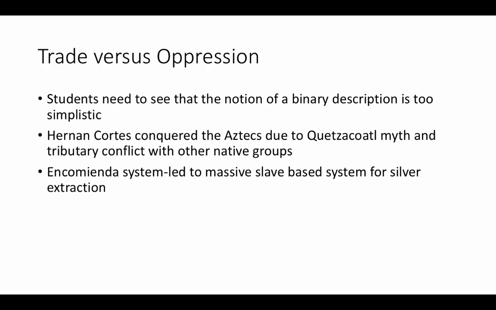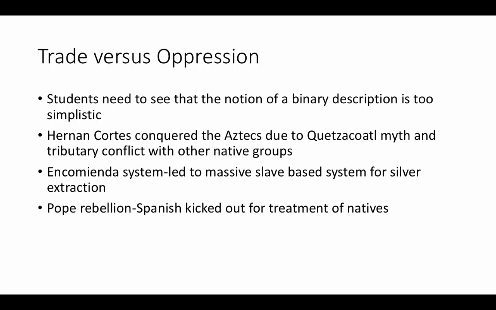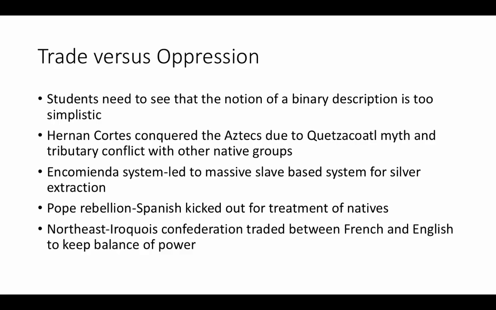Once the Aztecs were conquered and these other groups were also conquered, they were then put into an encomienda system, which allowed for the Europeans to use the natives as a slave-based system for silver extraction. This eventually led to a rebellion within the Southwest called the Pope Rebellion, in which the Spanish were kicked out by the local natives because they were so upset at the poor treatment that they were being given under an encomienda system. Eventually, the Spanish were able to come back in, but what ended up happening was the Spanish adopted a more assimilationist mode in which they assimilated natives back and forth.